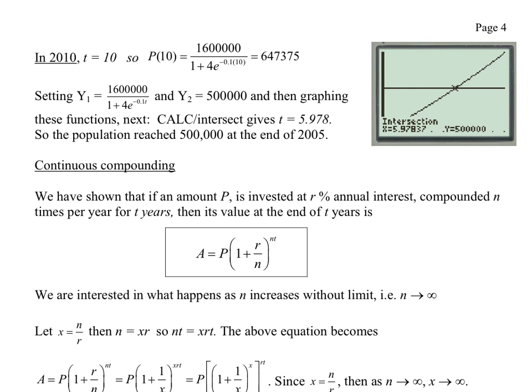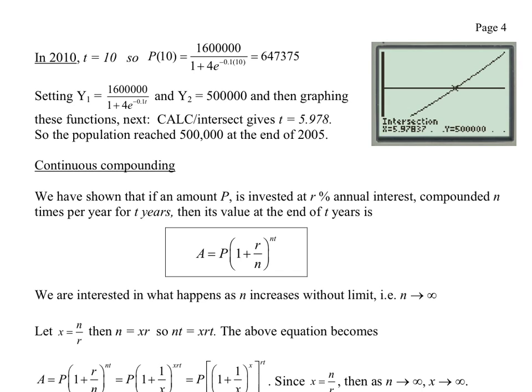So what we have to do is write the equation into y1. Press y equals and enter this equation. To enter this equation on your calculator, put brackets around the bottom part and use the division sign to divide. So it's this number on top divided by, then in brackets, the 1 plus 4e to the power of negative 0.1t. And then do y2 equals this number.